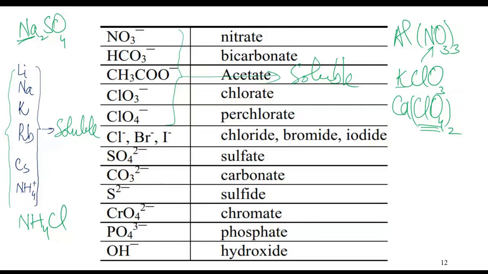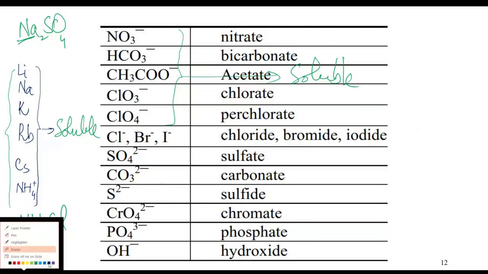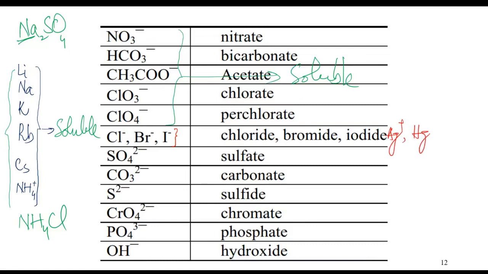Okay. Come to rule number 3. Here next we have chloride, bromide, iodide. Cl, Br, and I. When you see these ions in any compound, that compound will be soluble. But when you see these ions with these 3 elements, Ag, Hg, and Pb, it is insoluble. Insoluble.